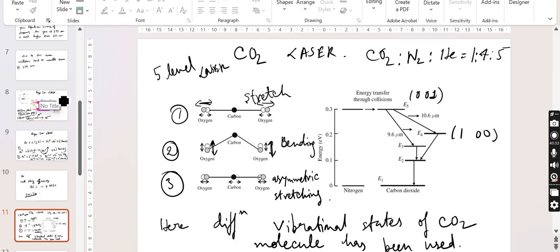And here the E5 is the long-lived energy level, because of the transfer from resonantly excited nitrogen molecules. So basically the nitrogen molecule transfers energy to carbon dioxide. So they resonate in the same energy levels. The carbon dioxide lasers are very efficient. They are 30% efficient.